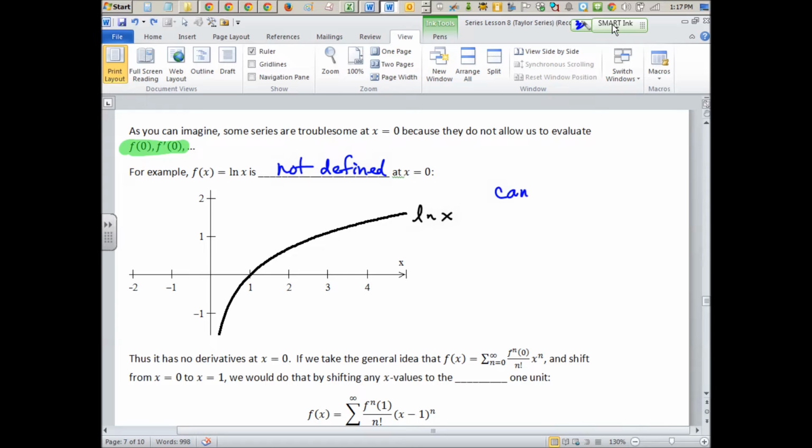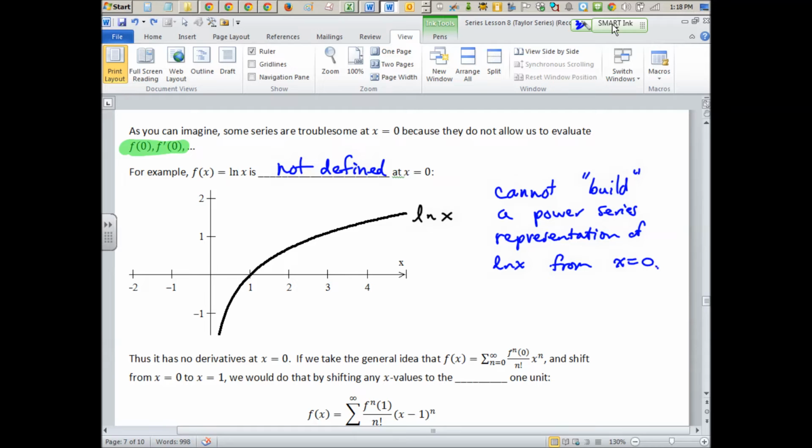So you cannot build a power series representation of ln x from x equals 0 as a starting point. It's impossible. In other words, ln x has no Maclaurin series, is another way of saying that. Okay? So what are you going to do? You're just going to have to build it somewhere else.